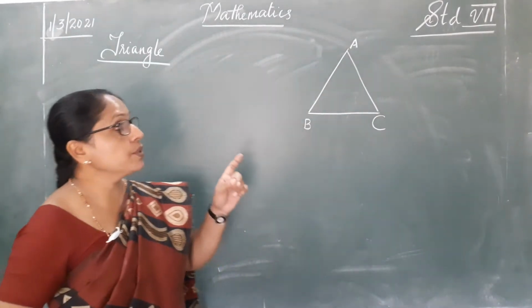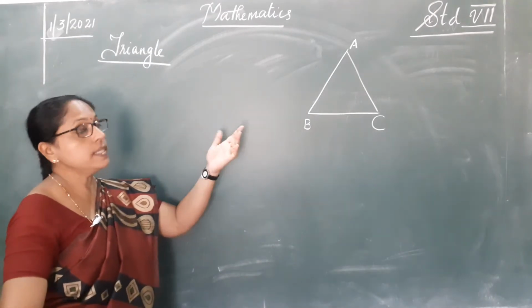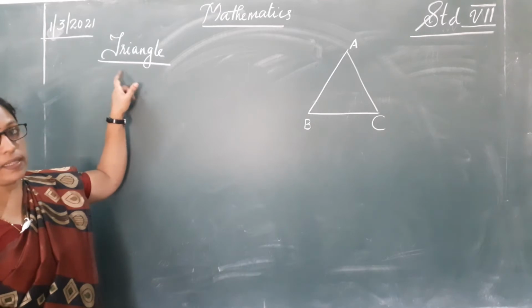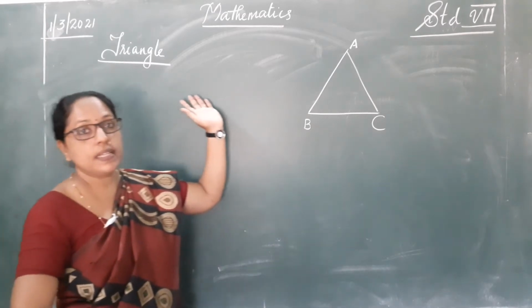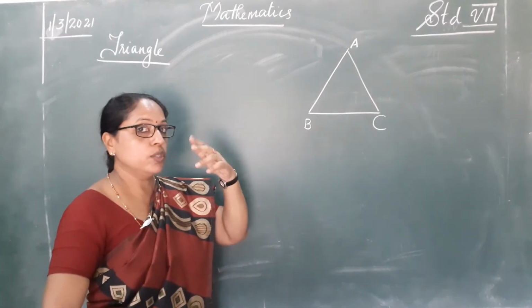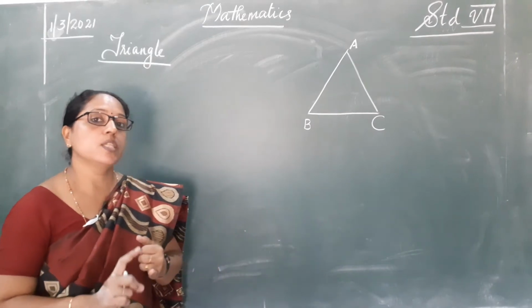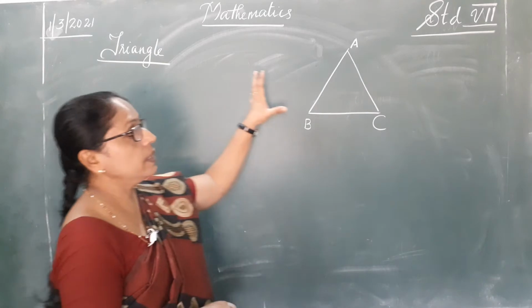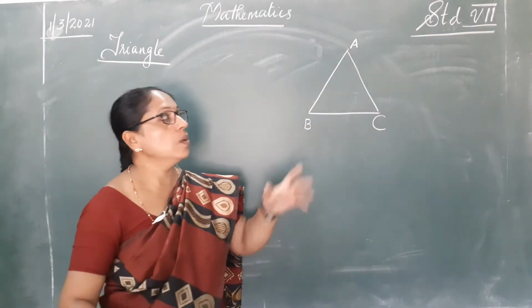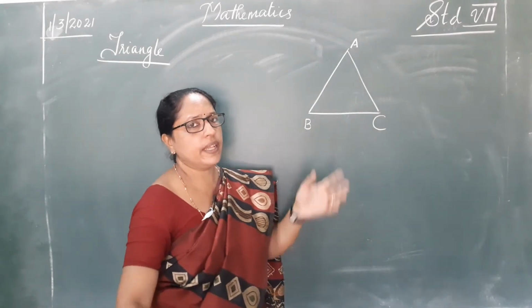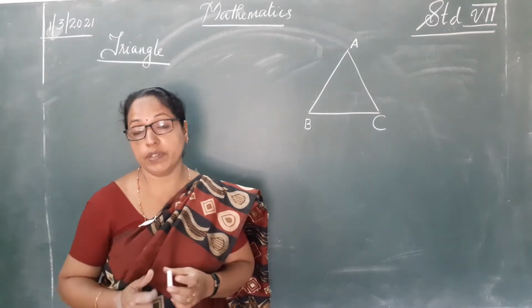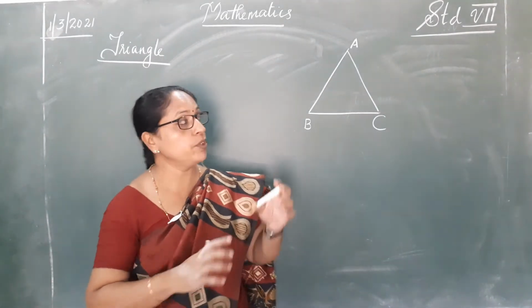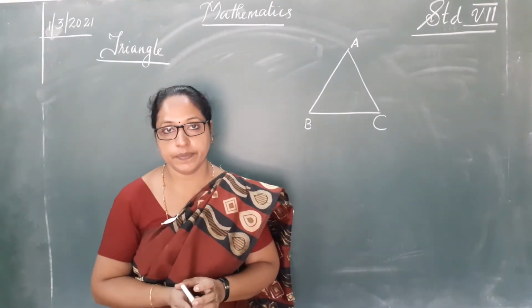Today we are going to see another type of plane figure, which is the triangle. Already in the previous class we have discussed two types, that is square and rectangle. So today we are going to deal with triangle. Okay, what is a triangle? Triangle is a familiar plane figure for you all, right? How do you define a triangle?